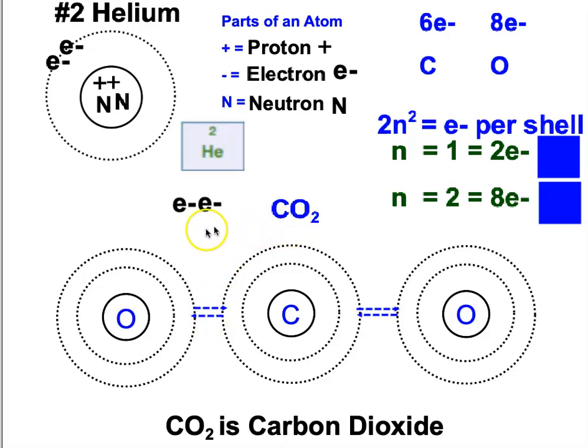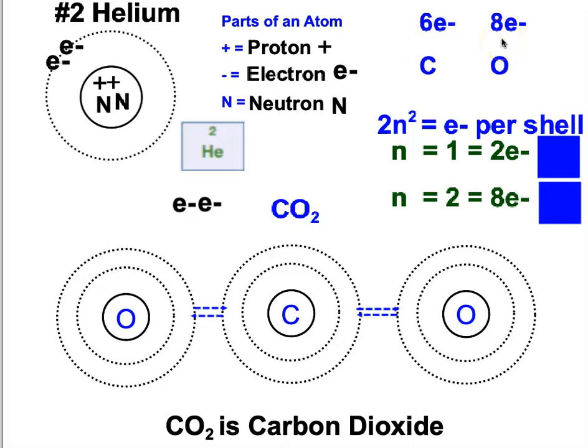So let's go through and take a look at this. In my first orbital here, I can have 2 electrons, and I have the electrons paired together. Well, that's great information, but the problem is I need to know how many electrons total I have for each of these atoms. That information is displayed up here for you. So carbon has 6 electrons total. Oxygen has 8 electrons total.